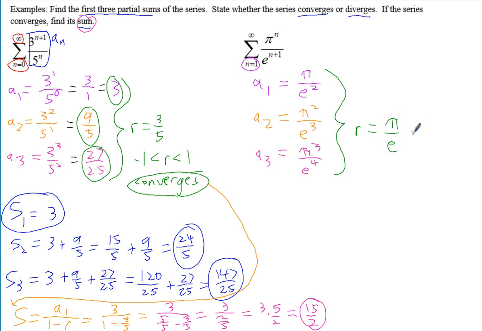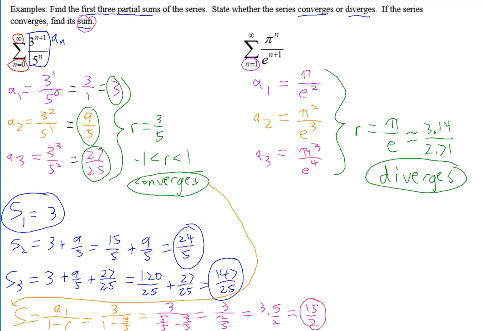And so remember, pi is about 3.14, and e is approximately 2.71. So you can see in this case, that's bigger than 1. So that's not between -1 and 1, so this one diverges, which means it's just going to go to infinity, these terms getting bigger and bigger. So we can't use this formula. This formula for the infinite sum only works if it converges, if the common ratio is between -1 and 1.